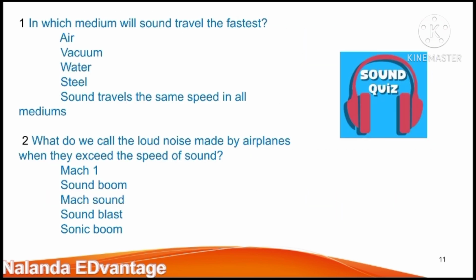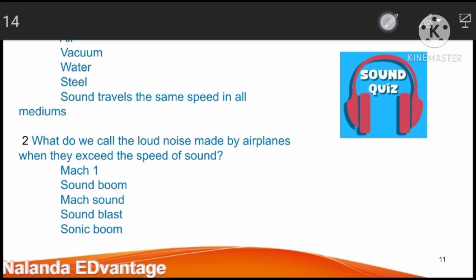So this was a bit about sound and sound waves. Now let's see the quiz quickly. In which medium will sound travel the fastest? Is it air, vacuum, water, steel, or does sound travel at the same speed in all mediums? The correct answer here is steel. Sound travels fastest in steel as it is a solid.